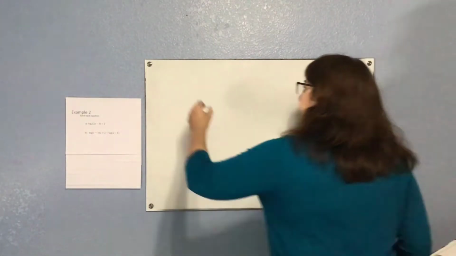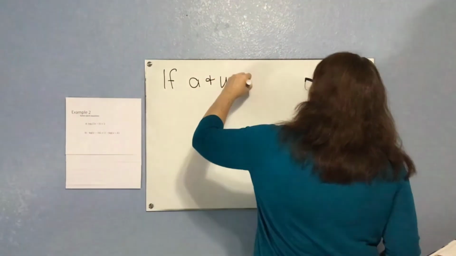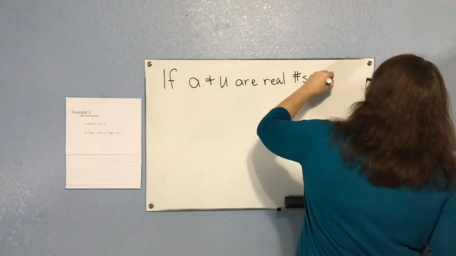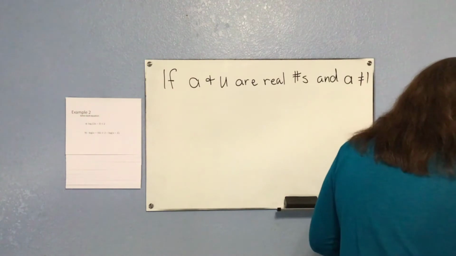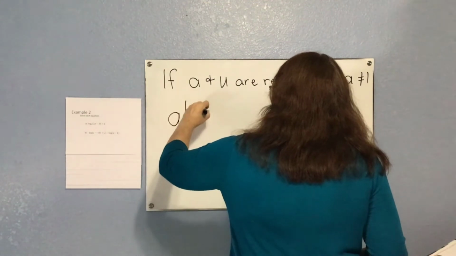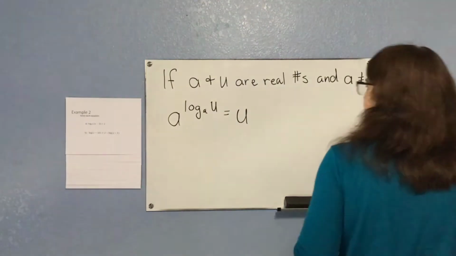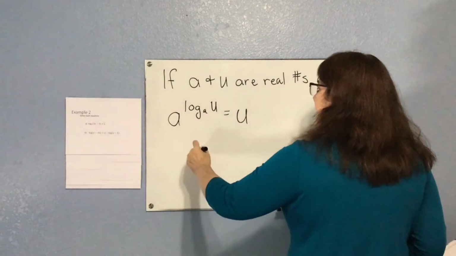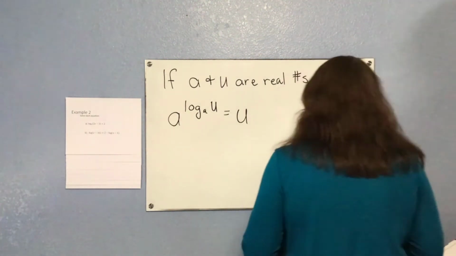Here's another rule. If A and U are real numbers and A does not equal 1, then A to the log base A of U is equal to U. So in other words, if I have a logarithm base A, I can eliminate it by raising A to that power. Let's look at an example.